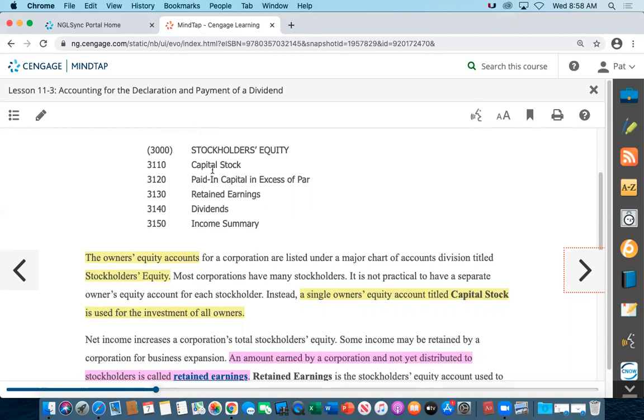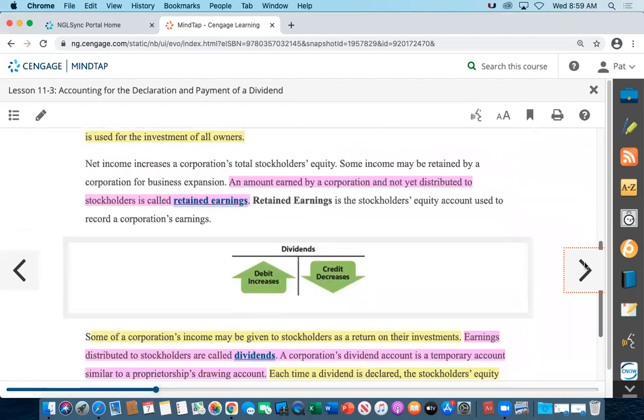We will record all the stock into capital stock. Now, again, there's a variety of different types of stock. There's preferred stock, and a ton of other ways, but we're just starting out. A single owner's equity account called capital stock is used for all investment of our owners. So the amount of shares that we've allowed investors to buy in our company are going to be listed under capital stock, because it's not feasible to do it a different way.